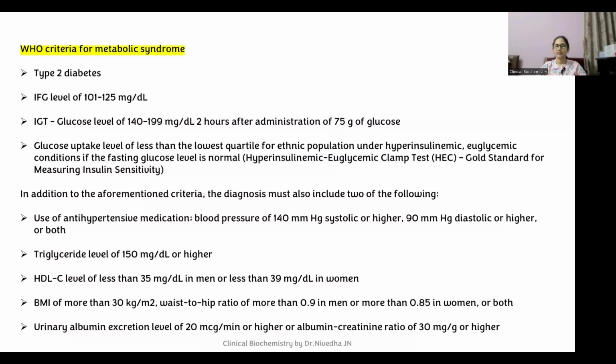We will see. Right. So there is type 2 diabetes, then impaired fasting glucose when it is in the pre-diabetic range, and then impaired glucose tolerance, with a glucose level of less than 200.